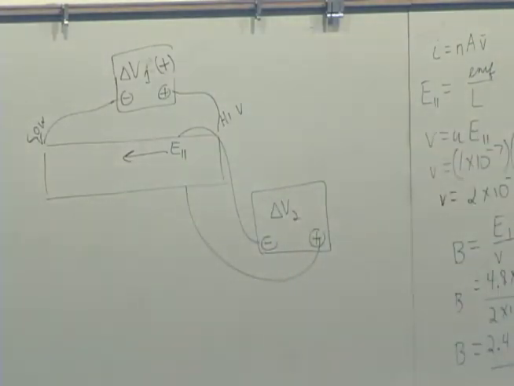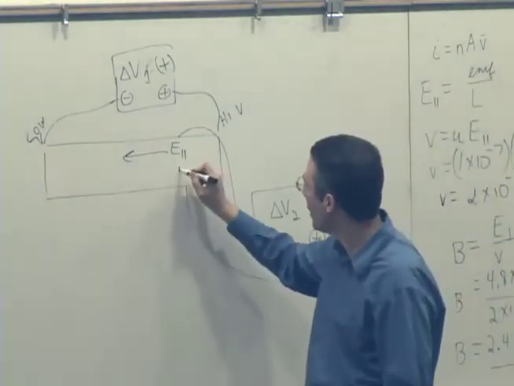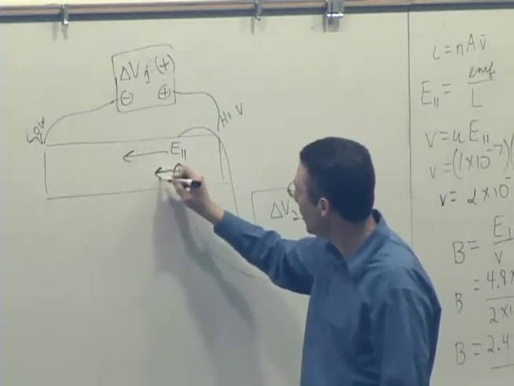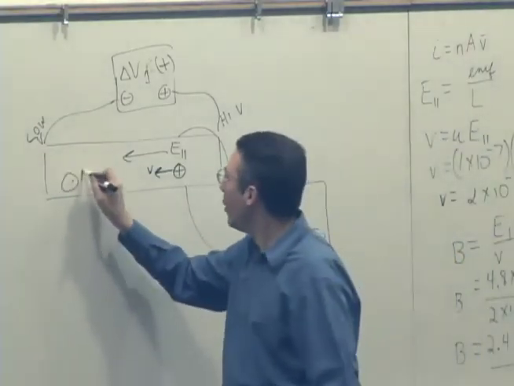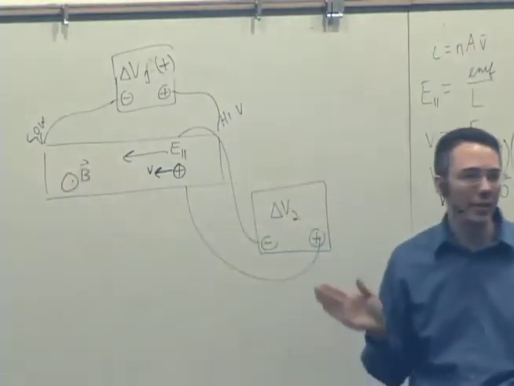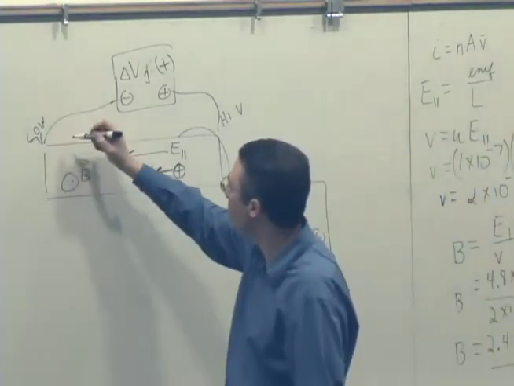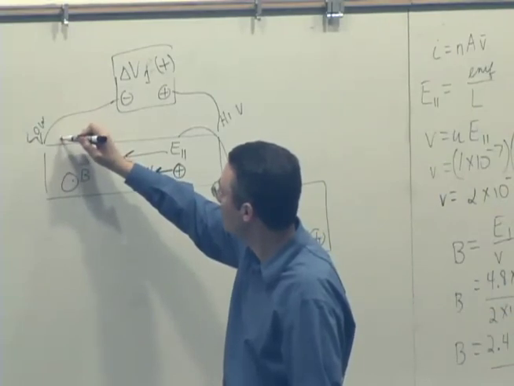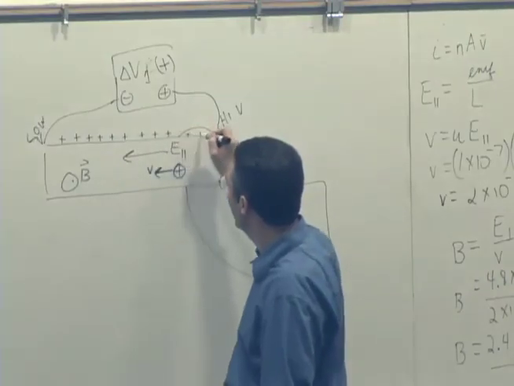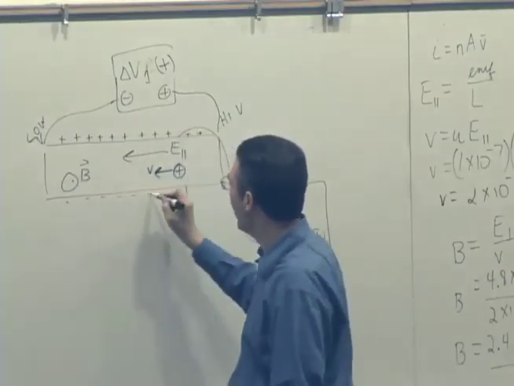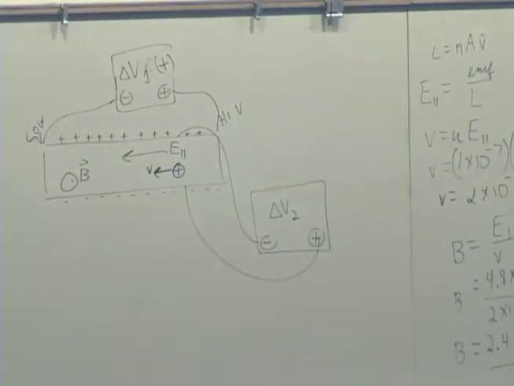Now let's try step 2. Let's think about positives moving in the direction of E parallel or negatives moving in the opposite direction. So let's try positives moving this way. Here's a positive moving in the direction of E parallel. The magnetic field is pointing out, so the magnetic force would be up, right? So on the top, I would get a buildup of positive charge. On the bottom, I would get a buildup of negative charge. But does that agree with voltmeter reading 2? No, why not?